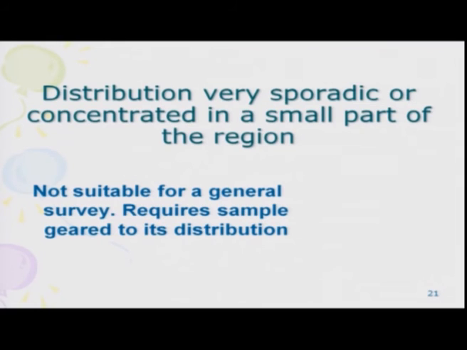This is not suitable for a general survey. This requires a sample geared to its distribution. There is some phenomenon, like communal riots, found in certain states of India, and in those states also they are concentrated in some cities or some districts. So, distribution is very sporadic. It is not found in all the states, all the cities.